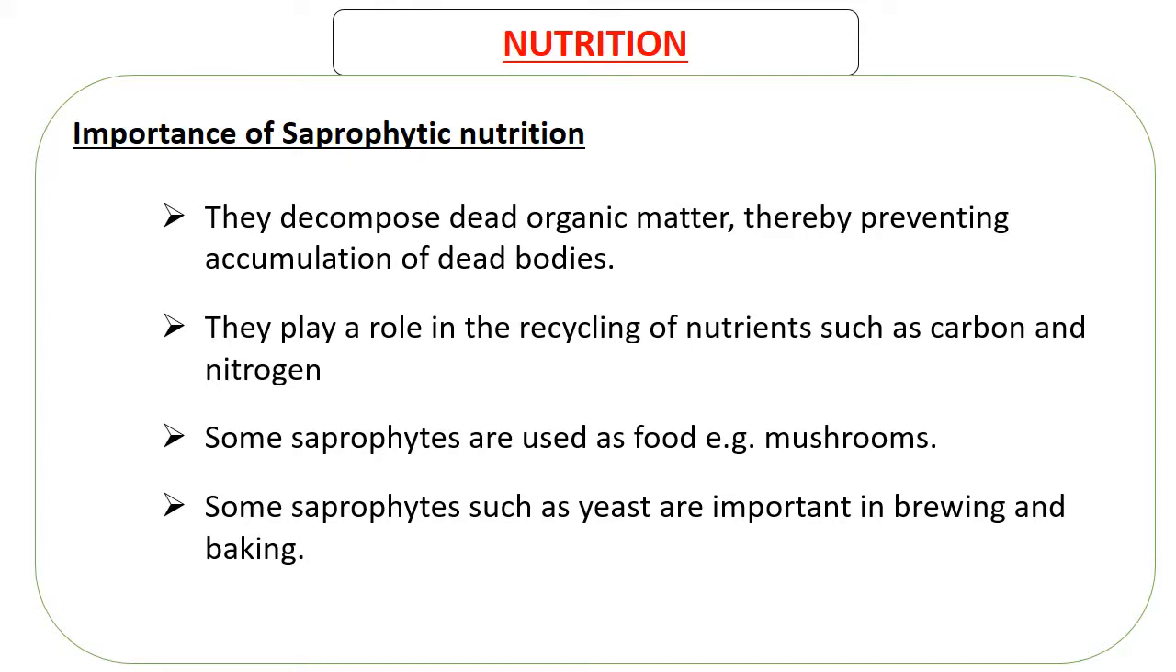So if you remember when we were studying enzymes, we talked about the importance of yeast and how it provides the enzyme zymase. So some saprophytes are very important in processes such as brewing and baking. We're going to finish this part by studying other feeding relations between organisms. So we're going to study what is called symbiosis.